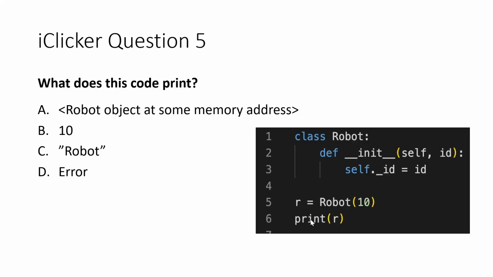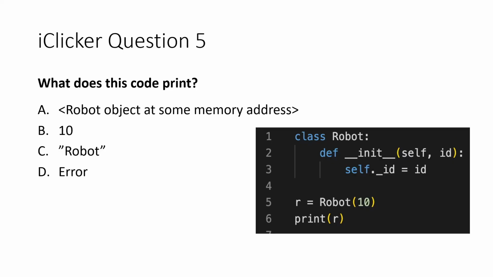So here is the same thing. We are creating a new object, which is R, and we pass this value ID 10 to it, right? But R is actually our object, and we didn't define any string method to represent that object. So we don't know how to show that.